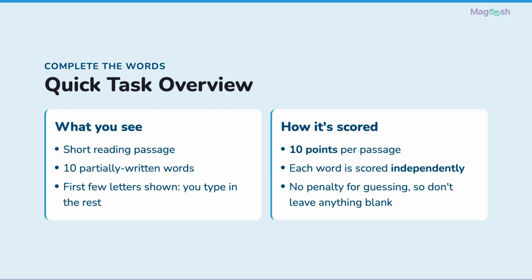First, a quick overview of the task in case it's new to you. You'll see a short reading passage with 10 words that are only partially written. The first few letters are there, and you type in the rest. Each word is scored independently, so there's a total of 10 points on this passage. Lastly, there's no penalty for guessing, so it never hurts to try filling in letters even when you're unsure.